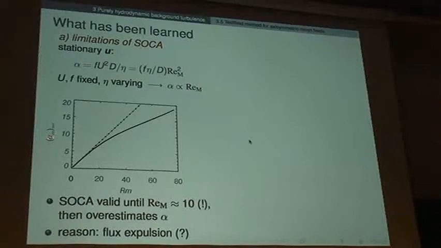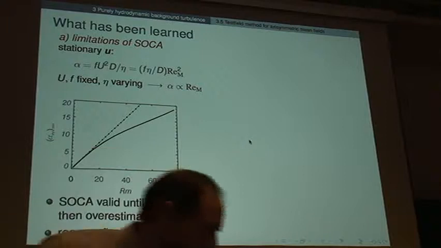Here you have the phi component of the alpha tensor plotted over the magnetic Reynolds number. This is the SOCA result, and this is the result from the test field method, showing clearly that SOCA fails from a certain point on, but this point is surprisingly not 1, but something like 10. And this is not completely surprising, because we know that the sufficient condition for the validity of SOCA is Rm smaller than 1, but this condition is only sufficient. It's maybe not necessary, and we see that it needs not to be necessary.